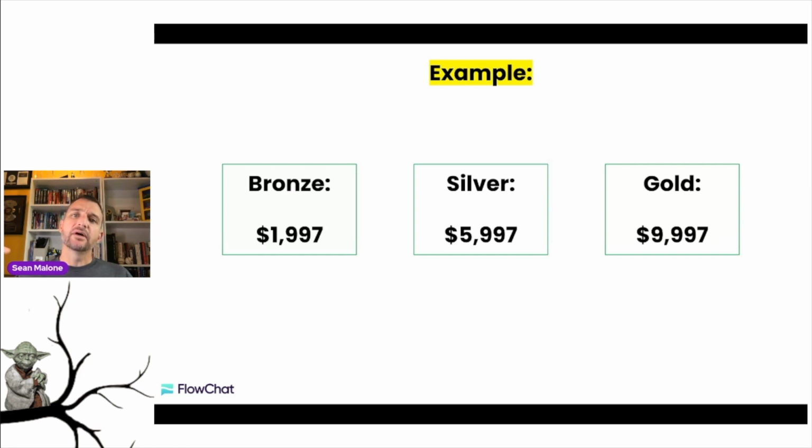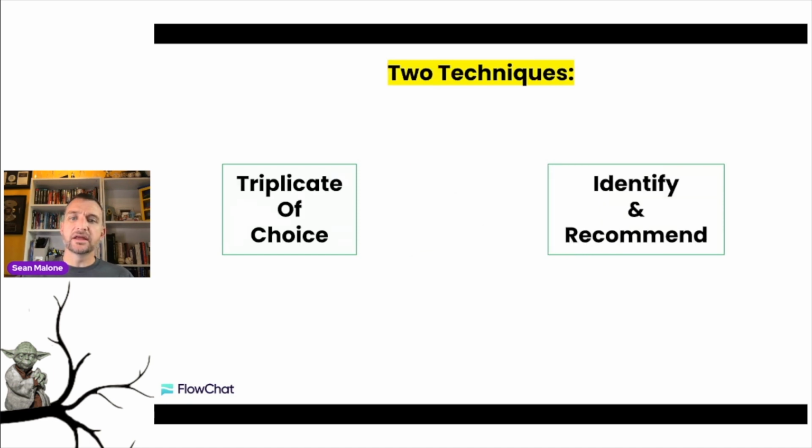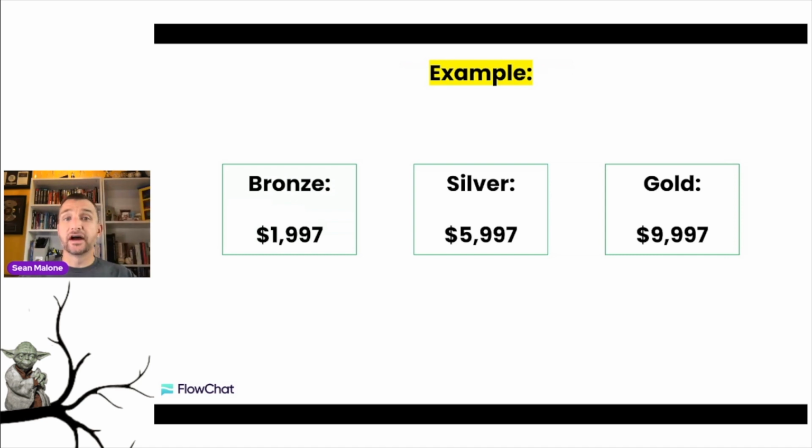And that would be how I would pitch the identify and recommend version of the technique for dealing with multiple price points. I tell them what they're not right for and why, and then I tell them what I recommend for them and why. And what people love when that's happening is it makes it easy for them to make a decision. So it's very easy.